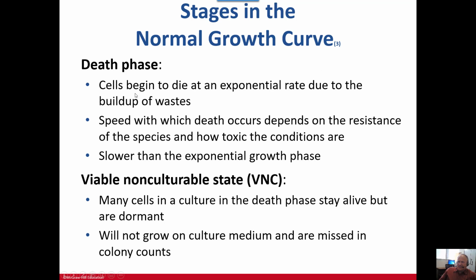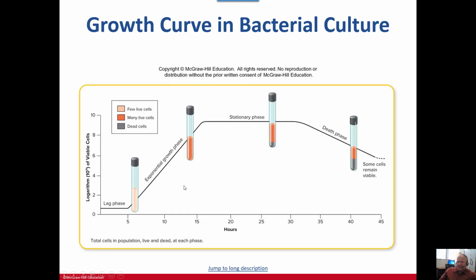And then eventually we start to decline, where cells begin to die at an exponential rate due to the buildup of waste and other aspects of this. So that's the death phase. And then eventually we get to the point where we can't even measure viable cells.